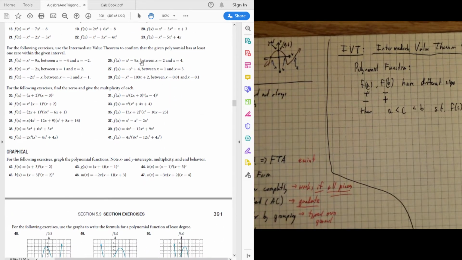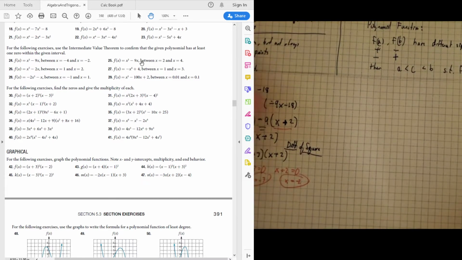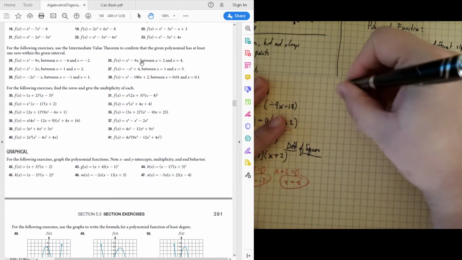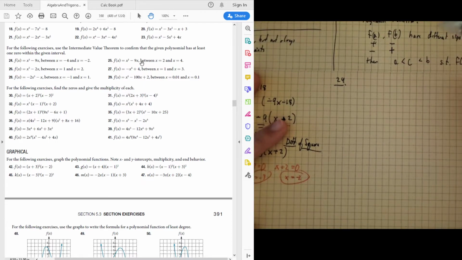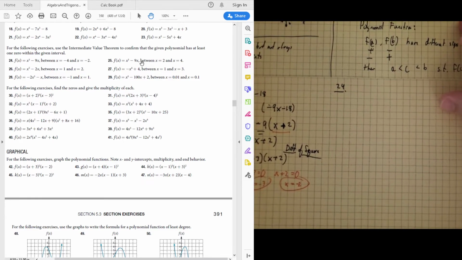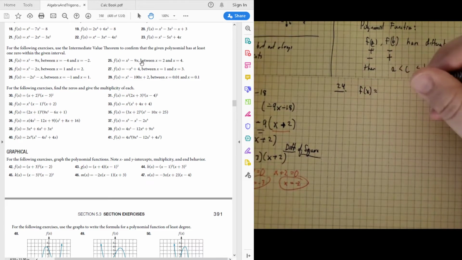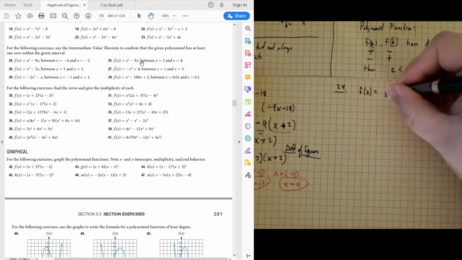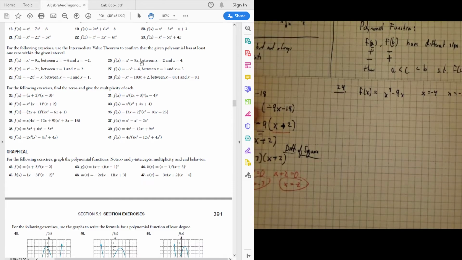Okay, let's look at number 24. So, number 24. What's 24 state? The following exercises use the intermediate value theorem to confirm that the given polynomial has at least one 0 within the given interval. So in 24, we have the function f of x is equal to x cubed minus 9x. And what we're looking at is x equals negative 4 and x equals negative 2.